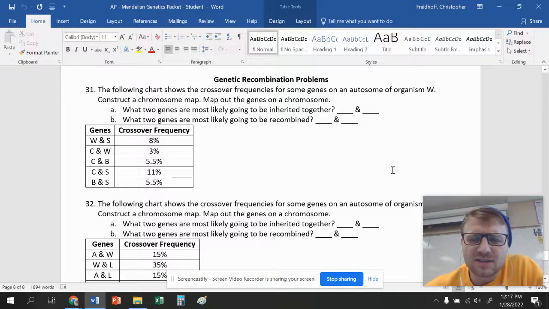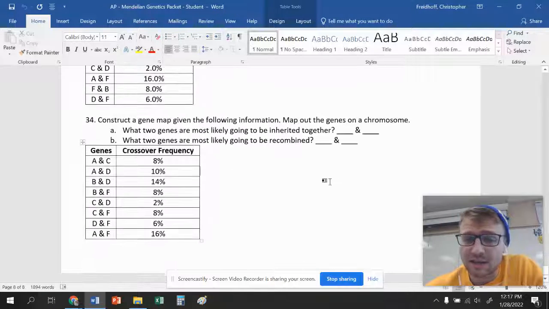And again, this is a nice tool to have, but not really necessary for the AP test or a CHS test. And that is, I think, the end. Yep, that's the end of the Mendelian genetics packet.